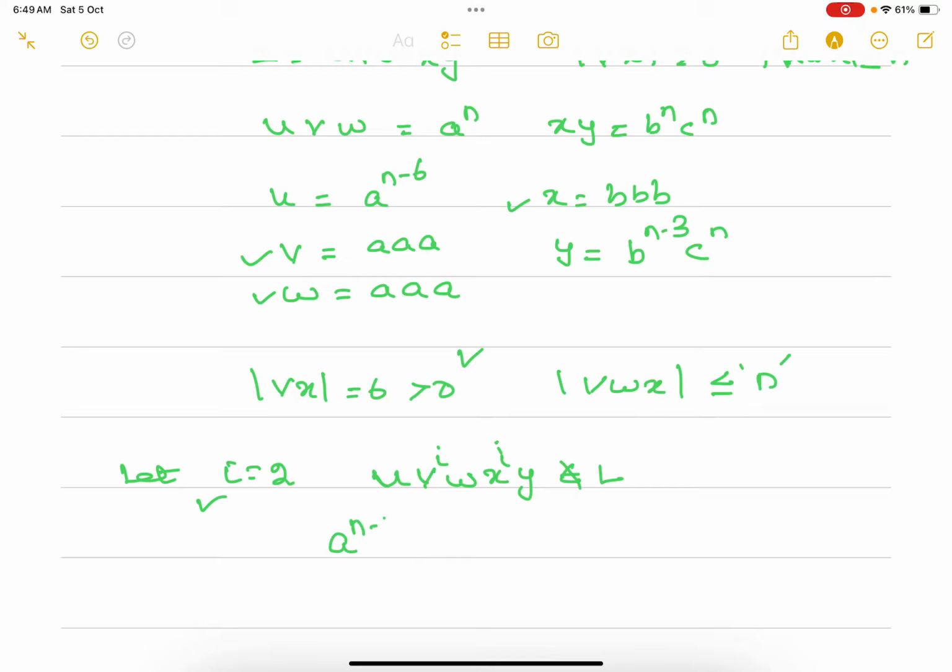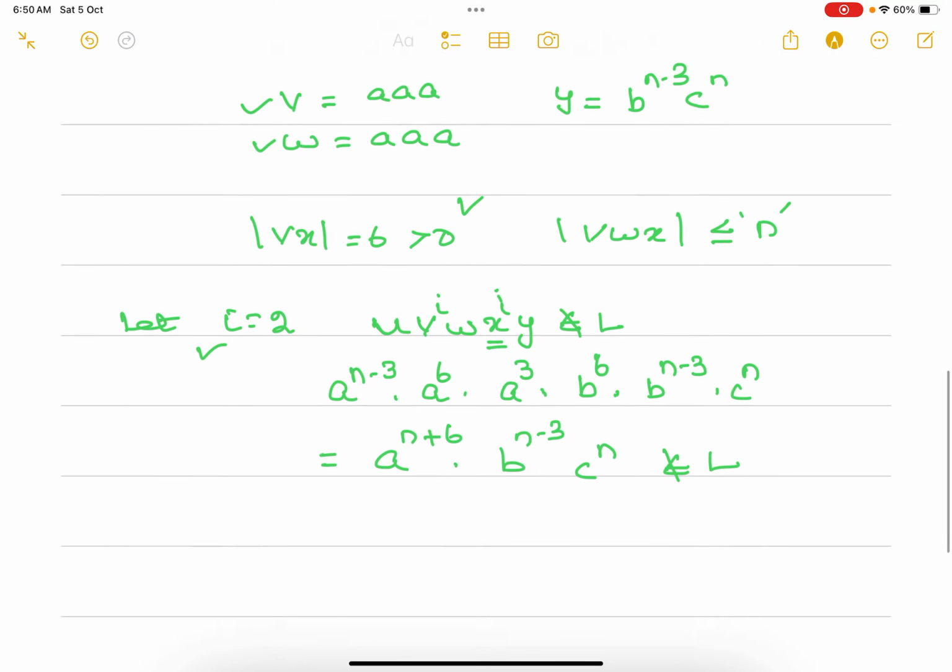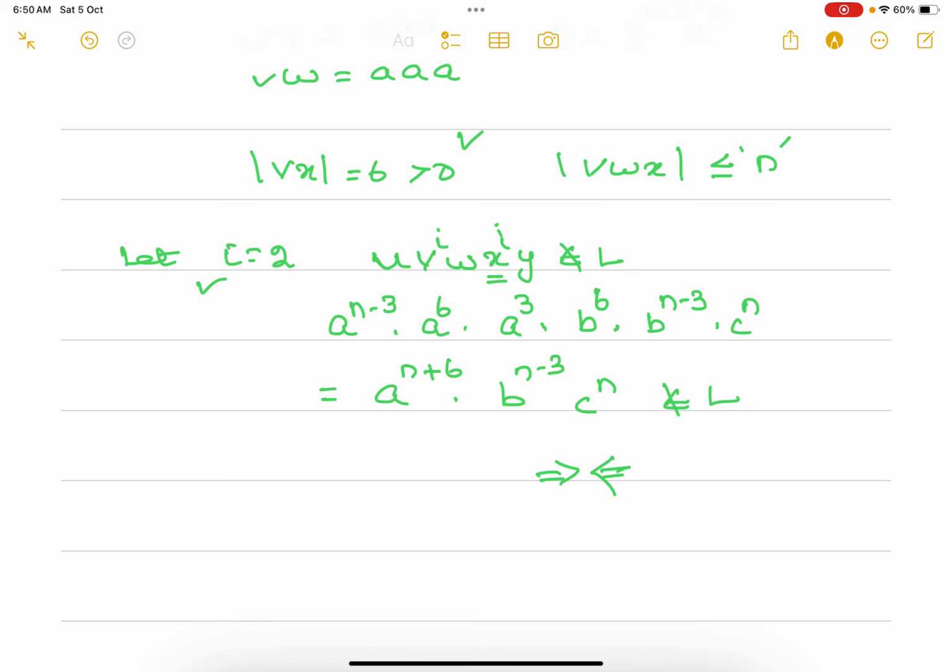So what is your U? a power n minus 3. What is your V? 3 a's. So pumped twice will be a power 6. Again a power 3, and again b power 6 for X power i. X is going to be 3 b's, and it is pumped twice. So b power 6, b power n minus 3. So this is going to be a power n plus 6, and again b power n minus 3, c power n. This is definitely not belonging to L. There lies a contradiction in our assumption. So L is not a context-free language.